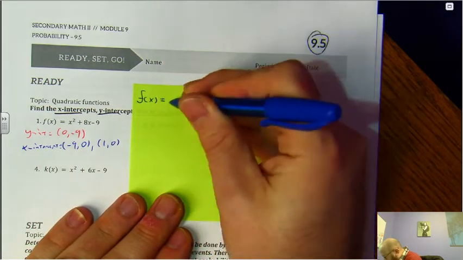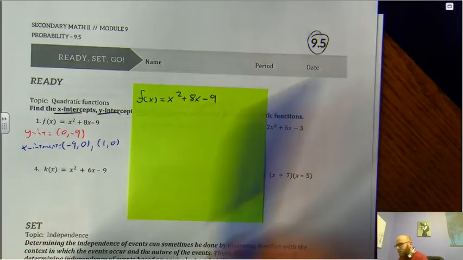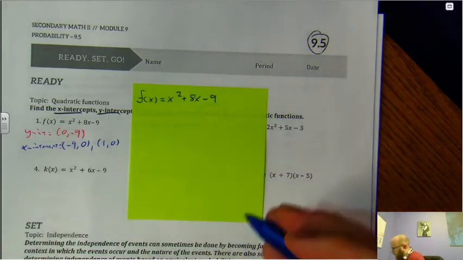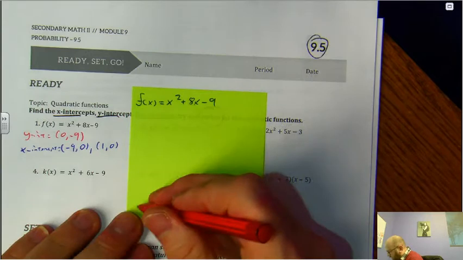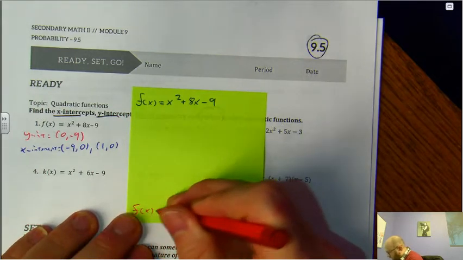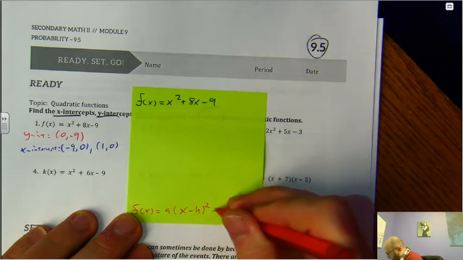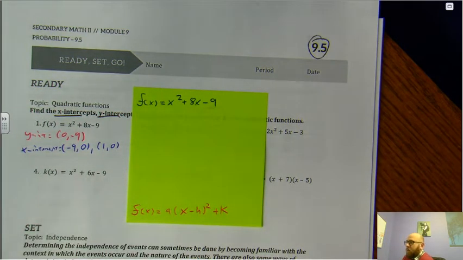f(x) = x² + 8x − 9. When I am trying to get this into vertex form, and remember, vertex, this might be important actually. Vertex form is of course f(x) = a(x − h)² + k, where (h, k) is our vertex, a is our stretch. Okay, so we're trying to get it to look like this.